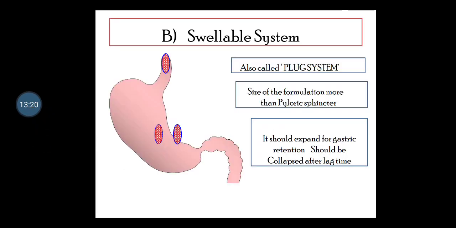Then the next one is the swellable system. One way to retain a dosage form in the stomach is by increasing its size. The stomach discharges its contents through the pylorus into the intestines, as you can see in the diagram. Thus, if a dosage form can attain a size larger than that of the pylorus, it can be retained in the stomach for a longer time.